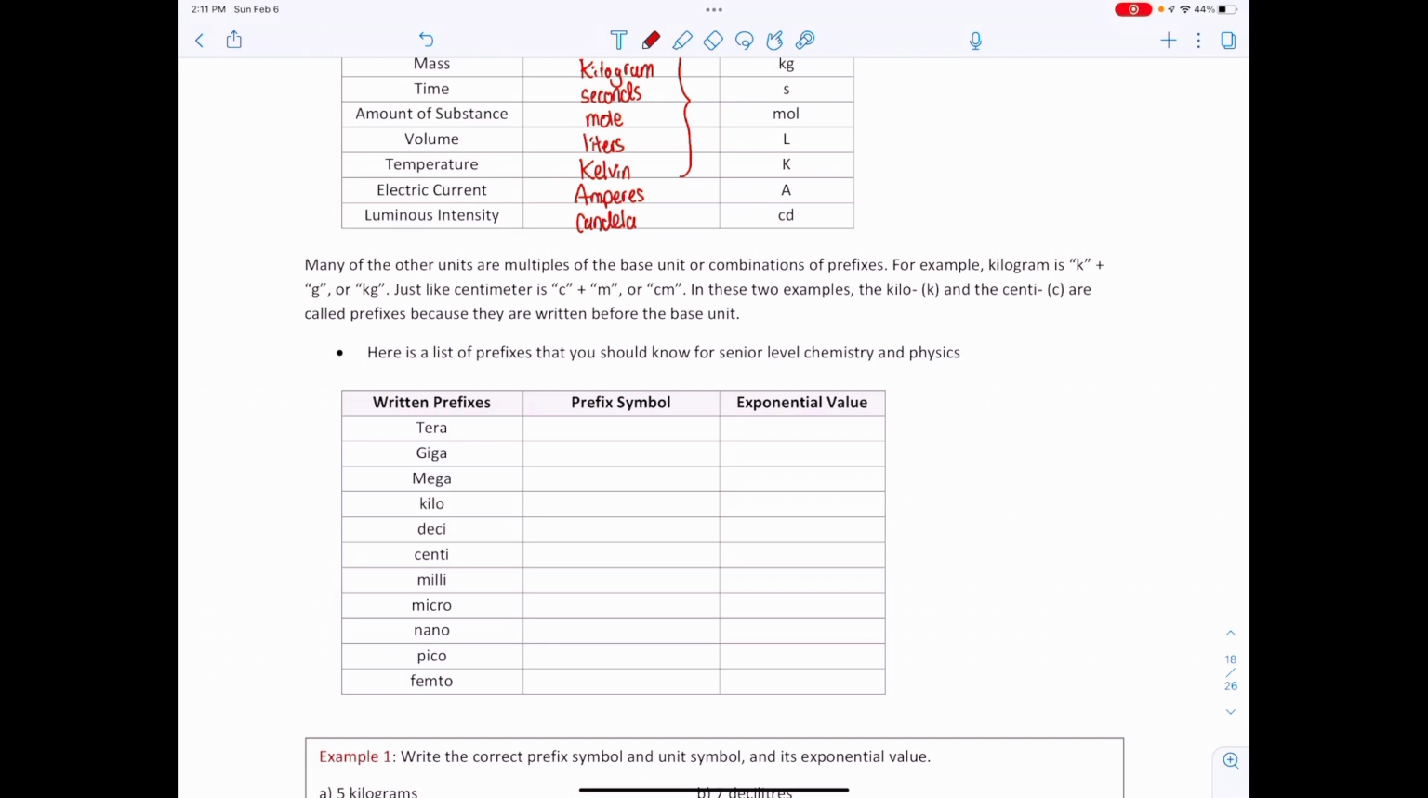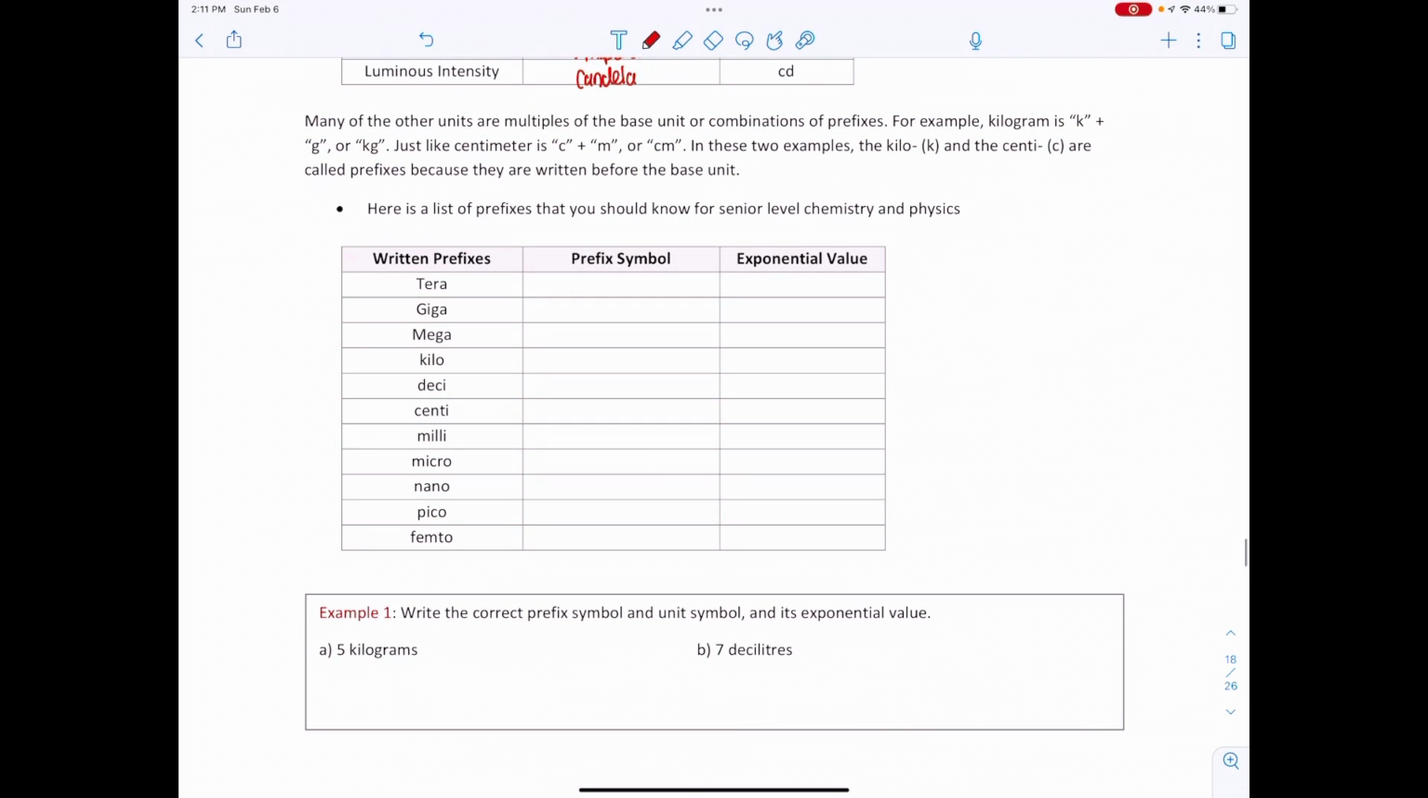Let's take a look at some of these prefixes, the prefix symbol and its exponential value. Let's start with something that we know, kilo. The symbol for kilo is K, and a kilo has a value of 10 to the power of 3, or 1,000. That's why, in our everyday language, we know that there are 1,000 grams in 1 kilogram, or 1,000 milliliters in 1 liter. Kilo just means 1,000. Milli, that other one that I just mentioned, is M. This is 10 to the power of negative 3, or 0.001.